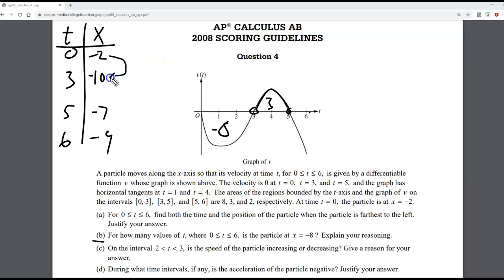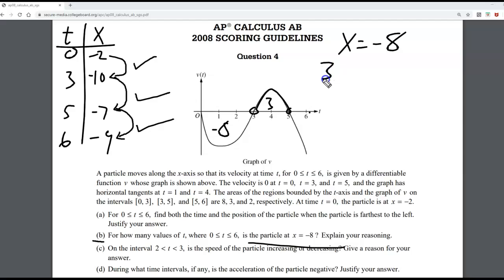Well, from here to here you would have to, right? If you're going from -2 to -10, you would have to cross -8 to get there. And then if you're going from -10 to -7, you're going to have to cross it again. And then if you're going from -7 to -9, you have to cross it again. So the answer to this question is 3 times. So x equals -8 3 times on the interval from 0 to 6.